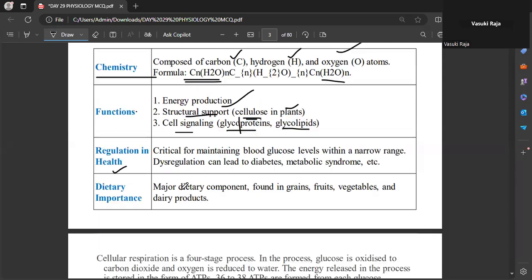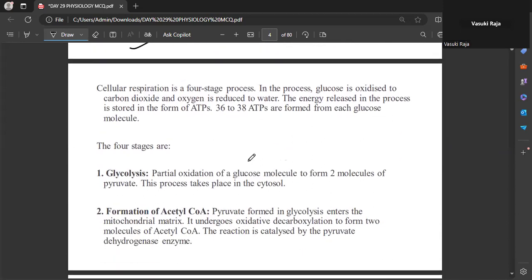How is it regulated in health? It is critical for maintaining blood glucose levels within a narrow range. If there is an imbalance in carbohydrate maintenance, it results in diabetes mellitus and some metabolic syndromes. How are carbohydrates important in the diet? They are found in grains, fruits, vegetables, and some dairy products. Now, what is cellular respiration? You should not think that cellular respiration is only glycolysis and the Krebs cycle.